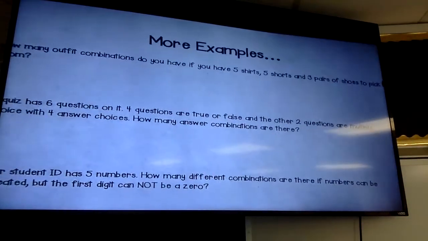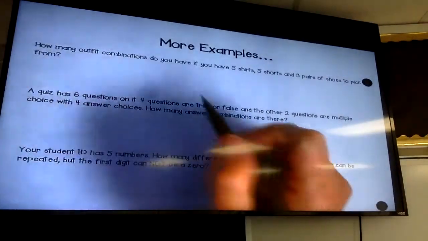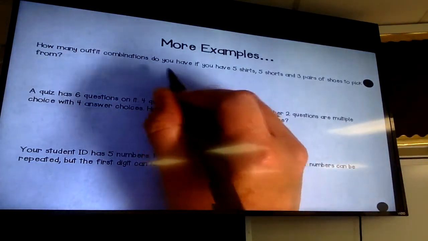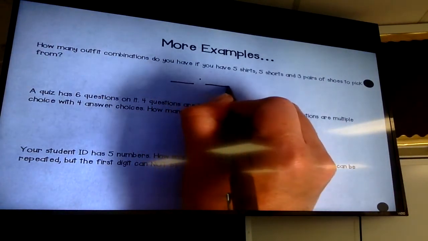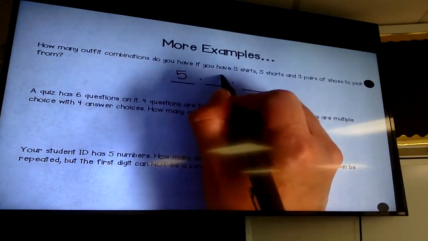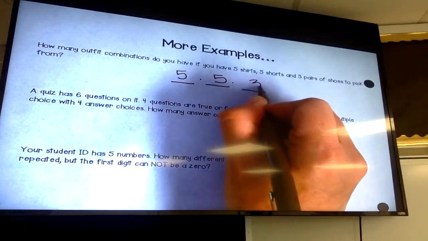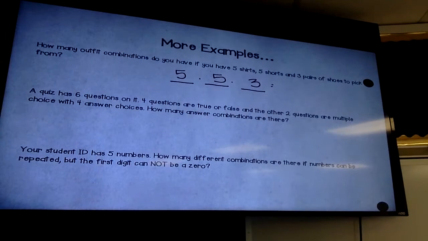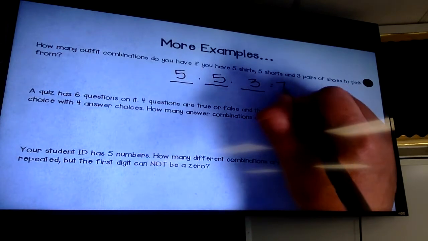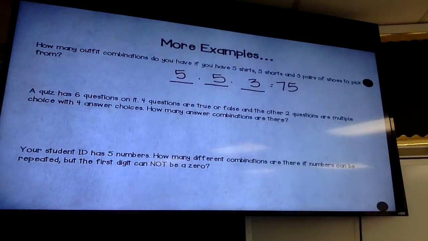All right. Now there's a second sheet. This sheet just looks like this on the front, because this is where we would glue our foldable. And on the back, we have some more examples. Here, again, is the outfit combination one we kind of already did. I have shirts, shorts, and pairs of shoes. I have 5 shirts, 5 shorts, and 3 pairs of shoes. How many different outfit combinations do I have? Well, 5 times 5 is 25, and 25 times 3 is 75 different outfit combinations.